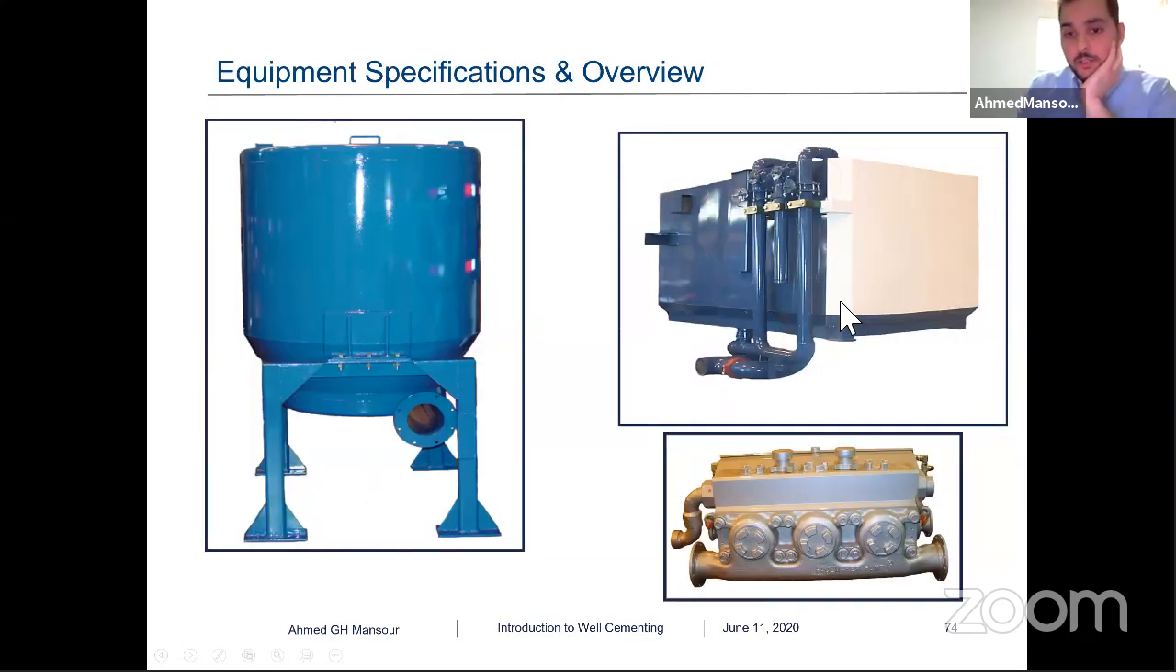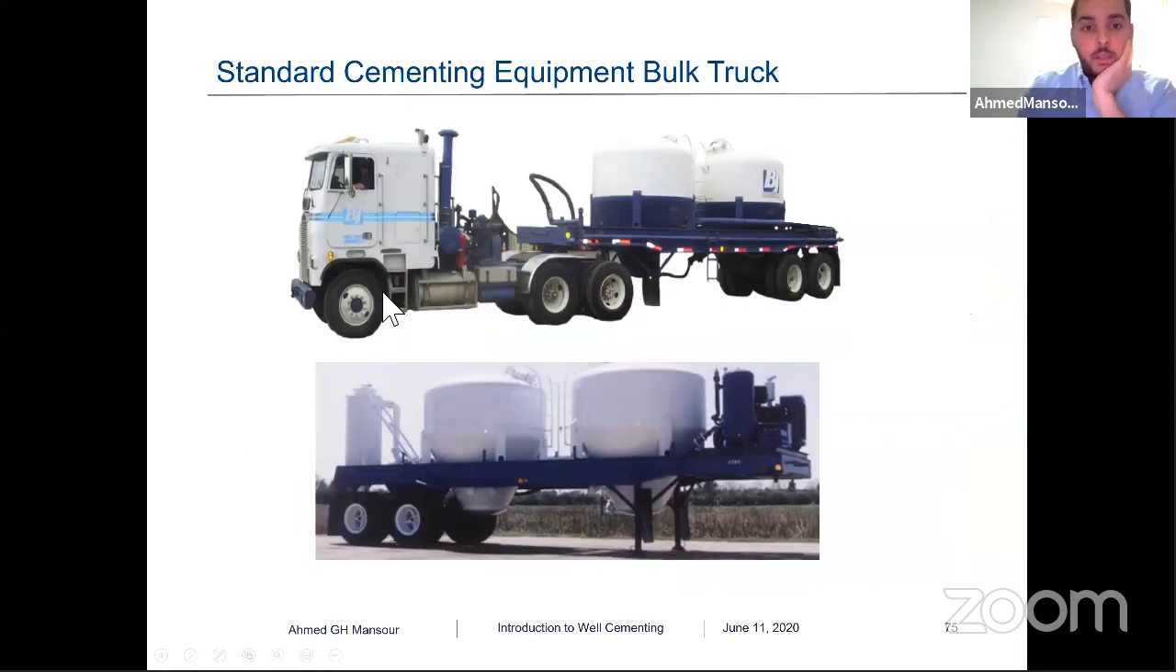This is another picture. It shows the displacement tank where we keep the water inside the pump. Here is the base maker, which we use to pump the cement to downhole. And here is the mixing tub inside the pump where we mix the cement with water. This is the bulk truck where we deliver the cement to the location.